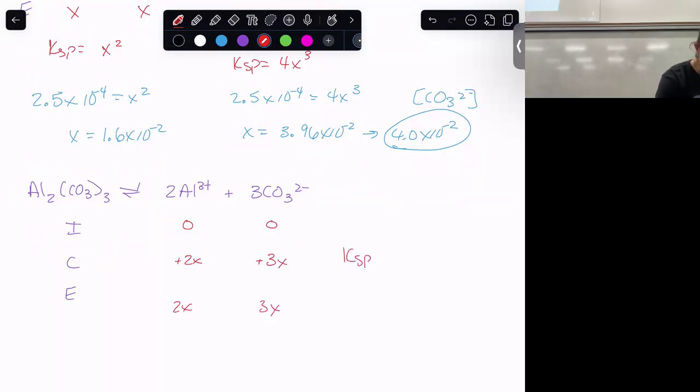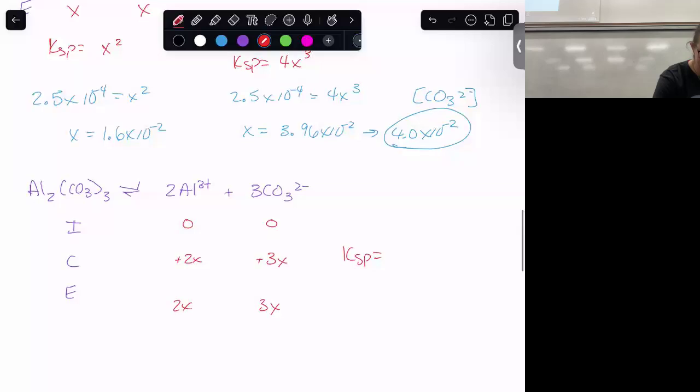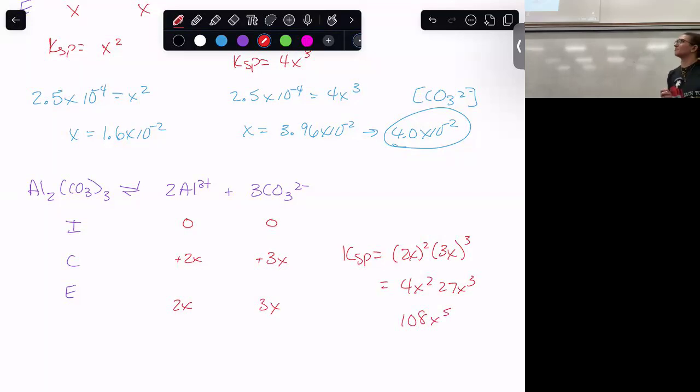So now KSP is 2x squared times 3x cubed. That's 27, right? Yeah, 27x cubed. So now this is 108 x to the fifth, right? So now you can see x is going to be very different here in comparison to the other ones.